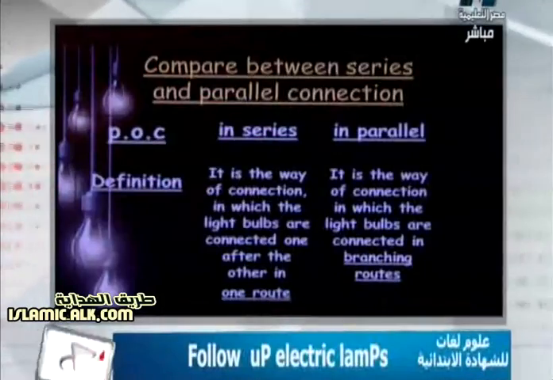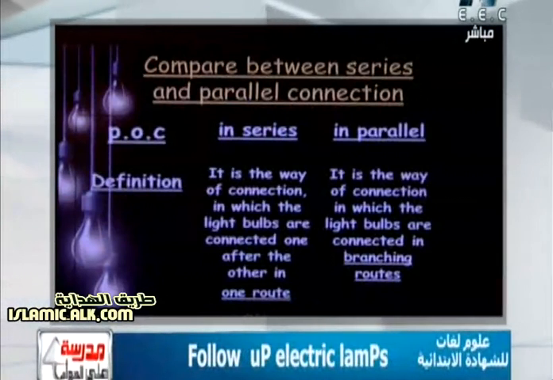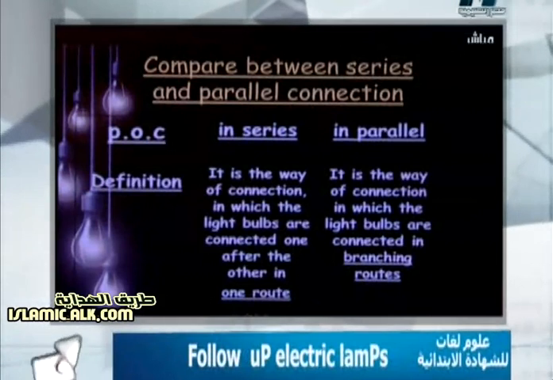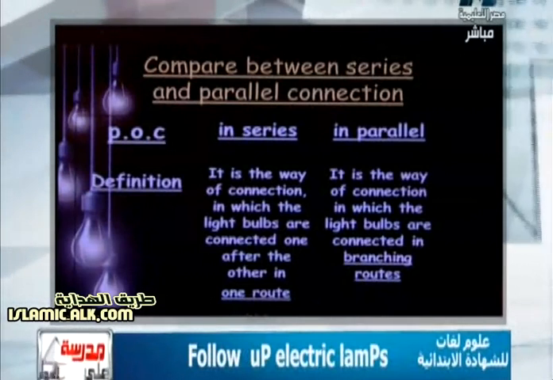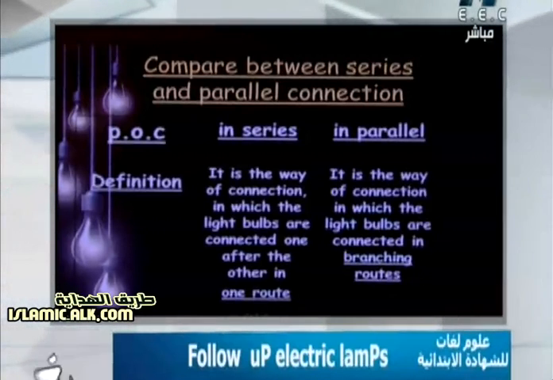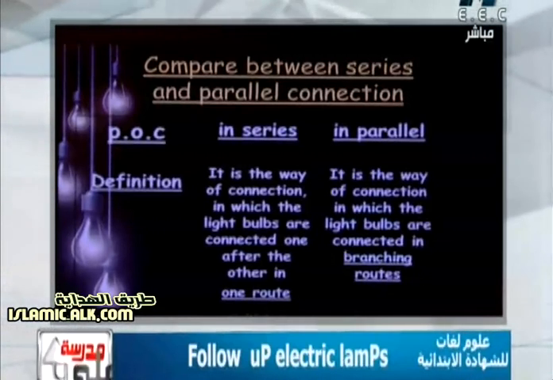So let's have a comparison between series and parallel connection. It's a very important comparison between series and parallel connection. Okay? Here we can make a definition for series connection and parallel connection. Series connection, I can say that it's a way of connection in which the lamps or the light bulbs are connected one after the other in one route. So what about in parallel? I can say it's a way of connection in which the light bulbs are connected in branching routes.